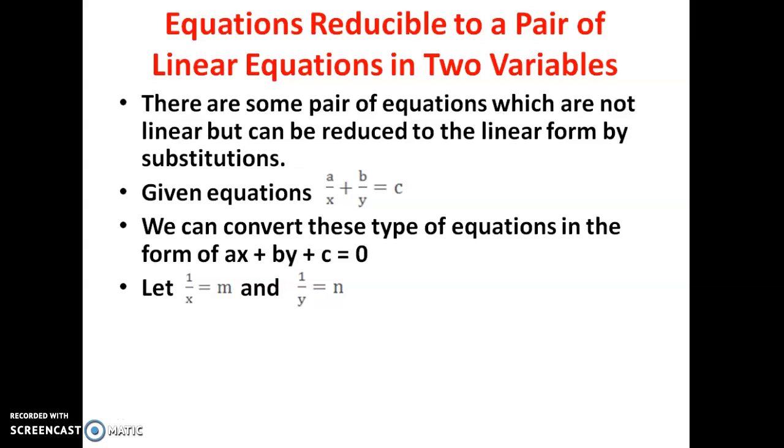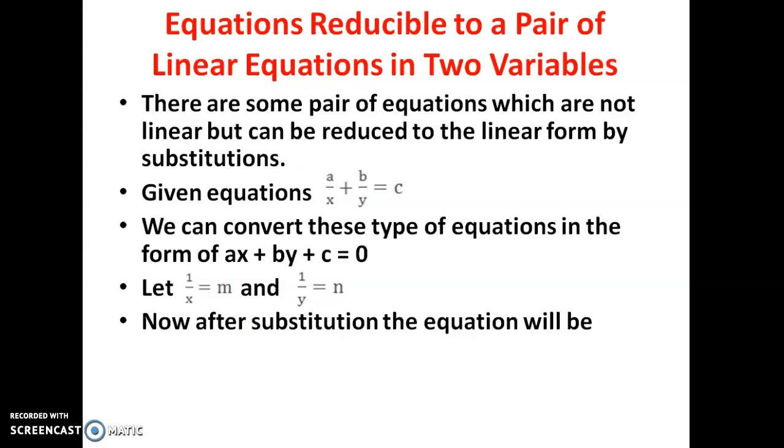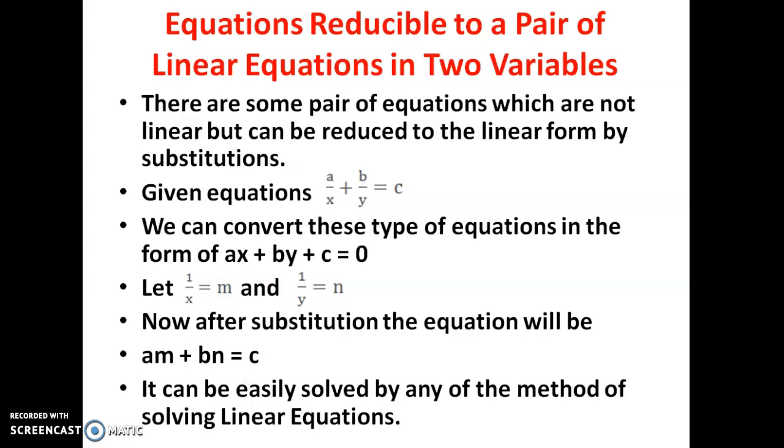Let 1 by x equal to m, and 1 by y equal to n. In the first equation x is the variable, but it is in the denominator, in the form of a fraction. So in order to make it simpler, we are taking 1 by x as one more variable m. Now after substitution the equation will be am plus bn equal to c. It can be easily solved by any method of solving linear equations.